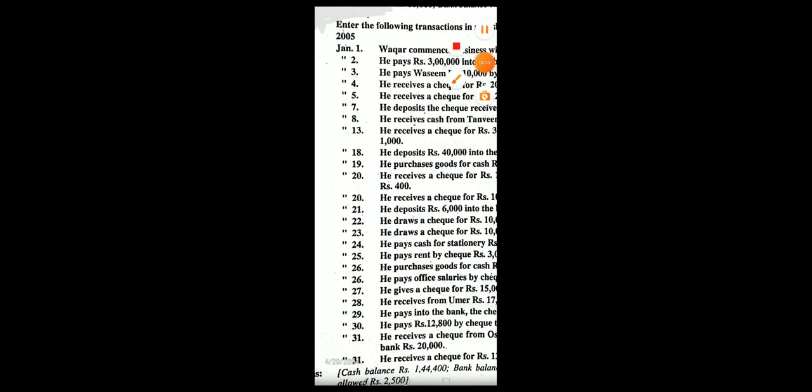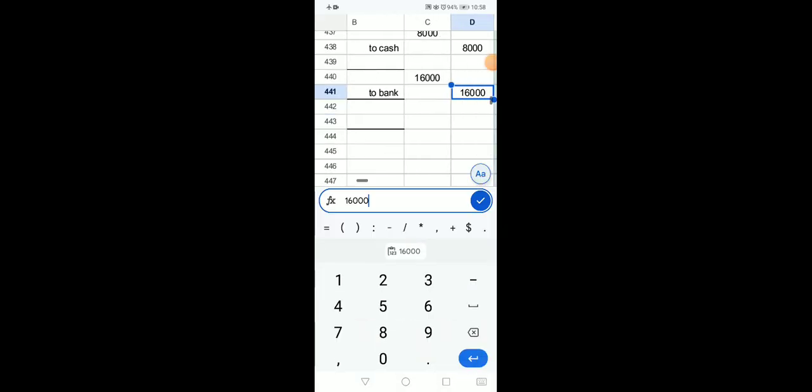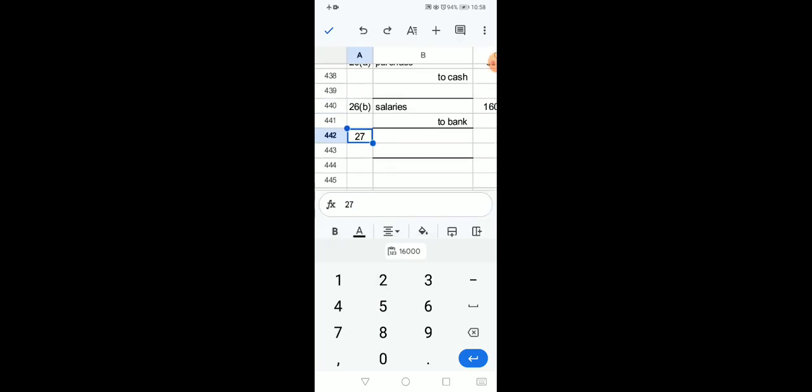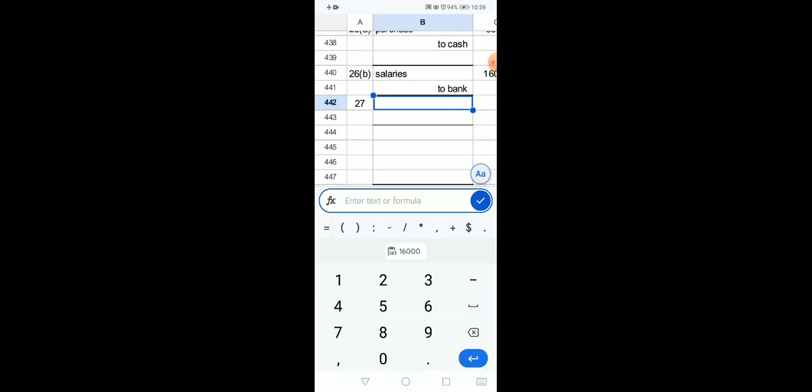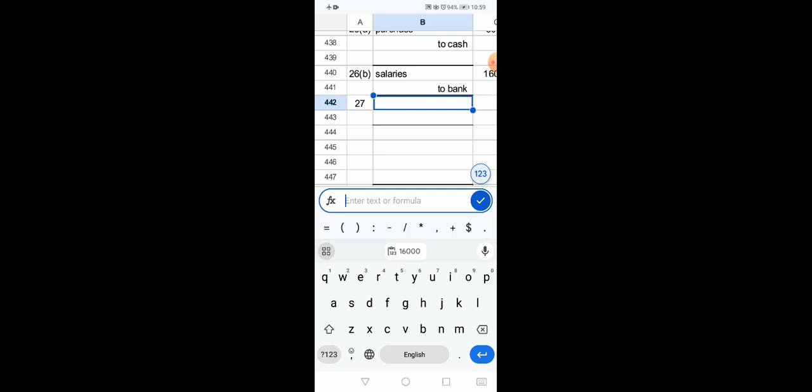Let's see what is next, that is 27. So we will write the date first, and 27 is saying he gives a check for office furniture. That means you are buying your office furniture. If you are buying, it means office furniture is coming in. Office furniture is your asset. Asset is coming in, meaning asset is increasing. Increase in asset should be debit, so you can mention the name of furniture on debit side. Office furniture can also be written.